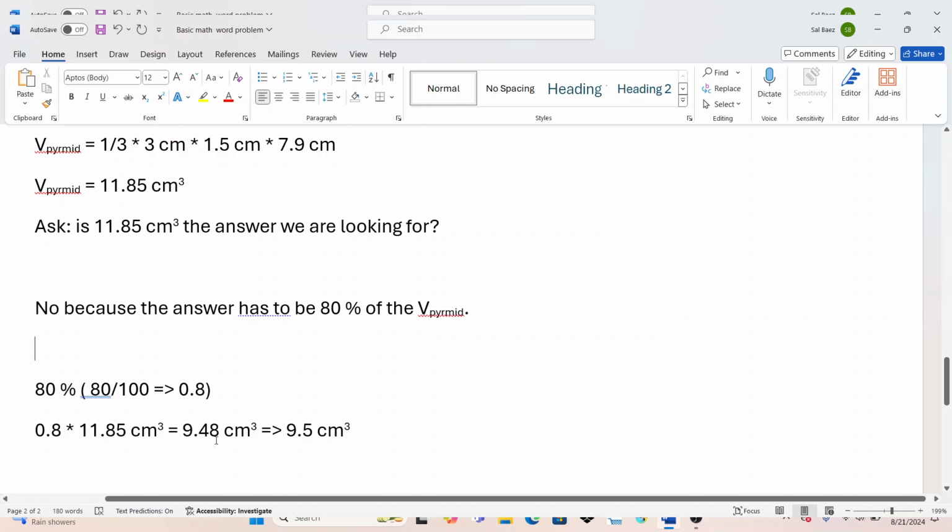But remember, we have to round to the nearest tenth. So we go to this 4 here, which is the tenths place. Then we look to the right. It's 8, which is 5 or greater, so I change the 4 to the number after it, 5. So it's 9.5 centimeters cubed. That's the answer, and this is the same answer Sal Khan got in the video.